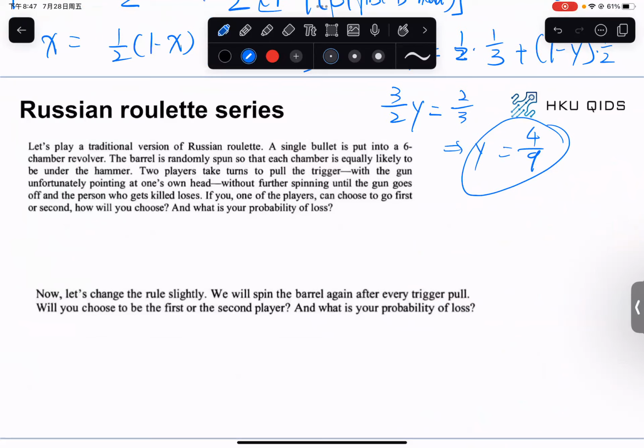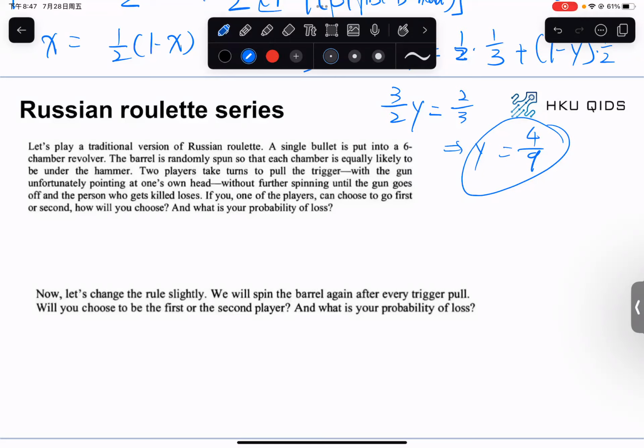If it is on the hammer, then it means the bullet is going to be shot. Two players take turns to pull the trigger, with the gun pointed at one's own head, without further spinning, until the gun goes off and the person who got killed loses. So basically, if you get killed, you lose.